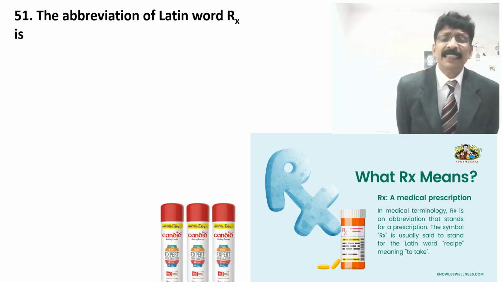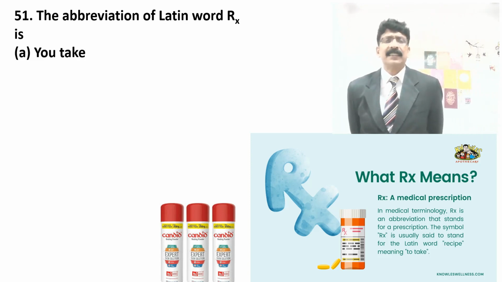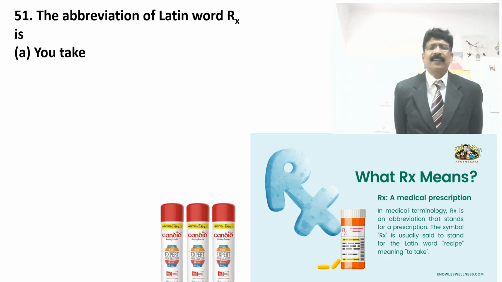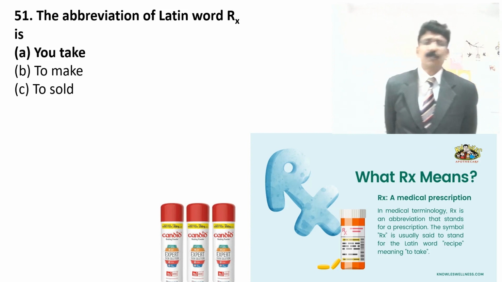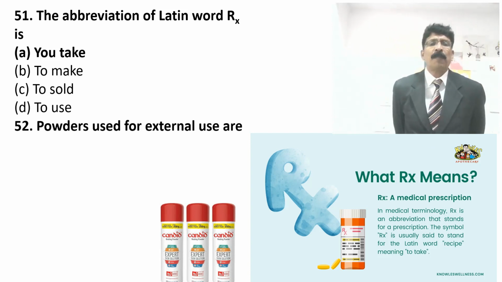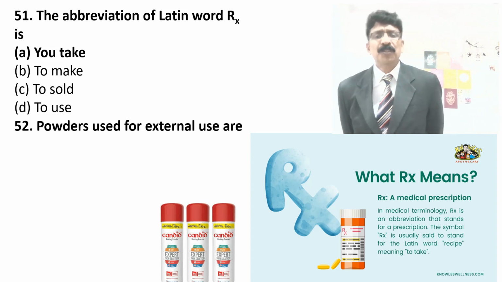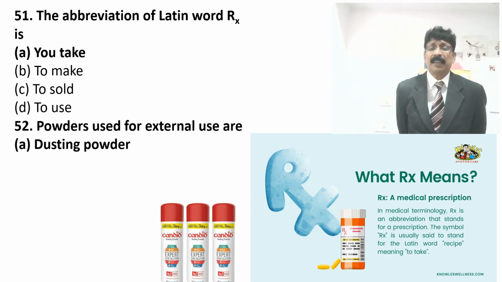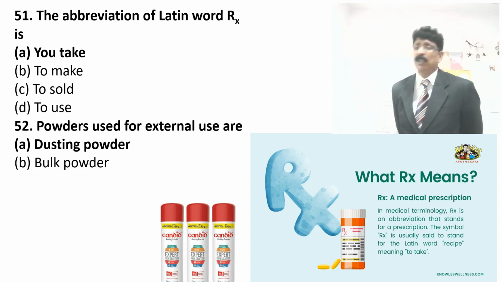You can see the Candid dusting cream, which I have given as an example. Rx means you take. The meaning is exactly that: you take. To make, no. To sell, no. To use, no. Powders used for external use are called dusting powder, for example Candid powder. External antibacterial and antifungal powders are there.